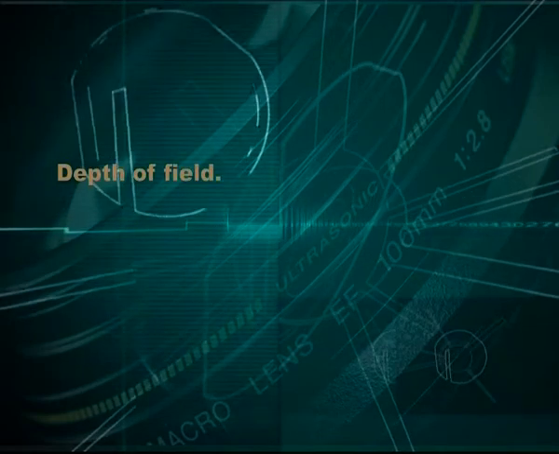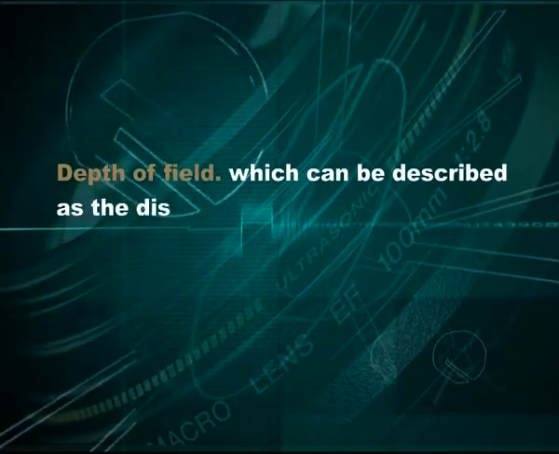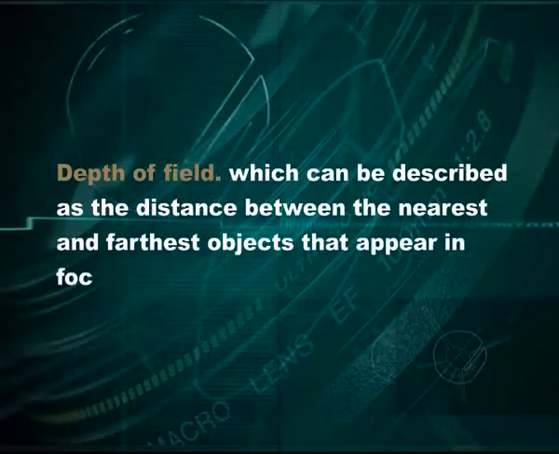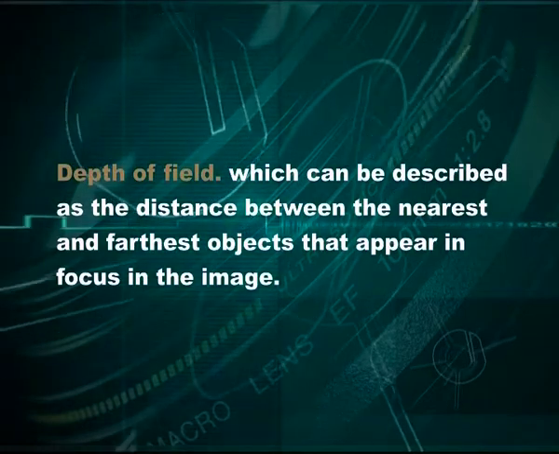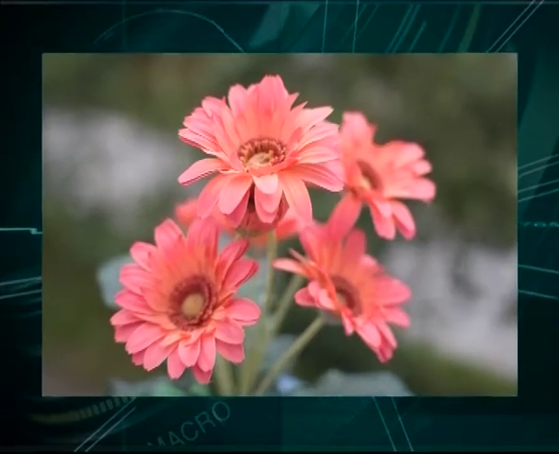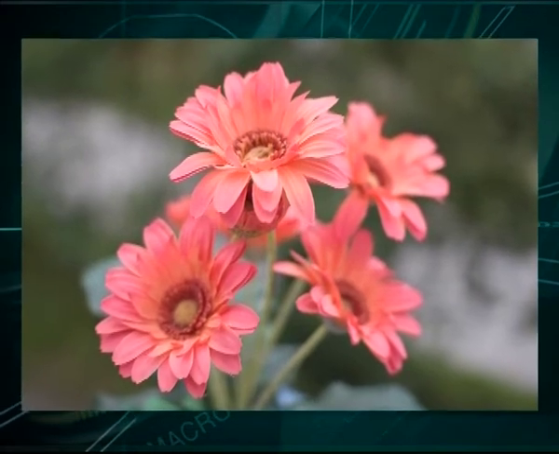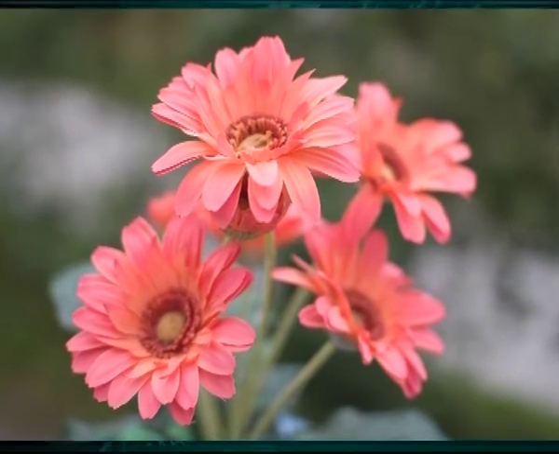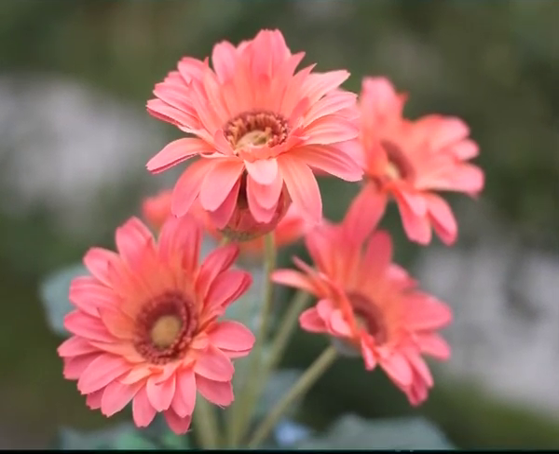Another term that flows from aperture is depth of field, which can be described as the distance between the nearest and farthest objects that appear in focus in the image. The depth of field is a very important part of the photographer's vocabulary because it explains the sharp and blurred parts of an image. A photographer can focus on a petal and make it stand out, making the rest of the flower look hazy. This is an example of a narrow depth of field.